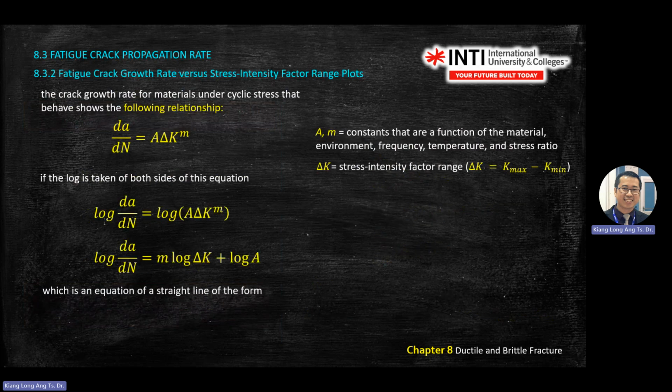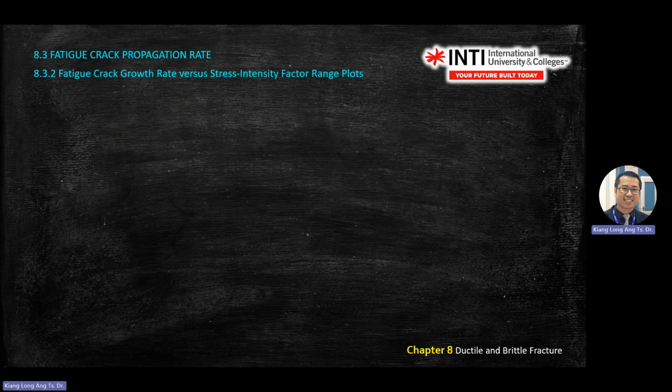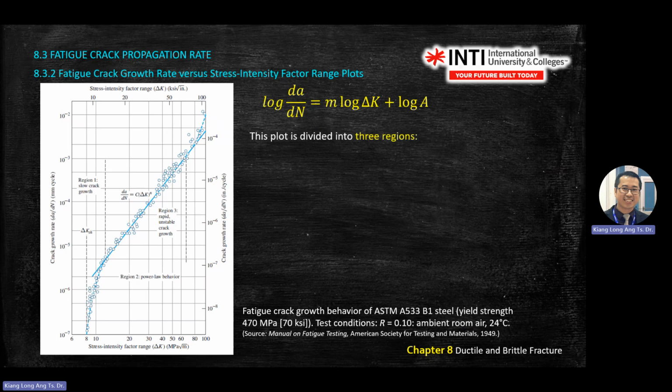Okay, so this one is how the crack behaves under a cyclic test. At the end, you are using this equation. Remember this equation. It's actually y equals mx plus c. Y is, you're given a graph, on the left or right, da/dN in log form. This one is 10 to the power of something, so you convert into log. M is the gradient. X is delta K. Plus log A is the intercept of that point.